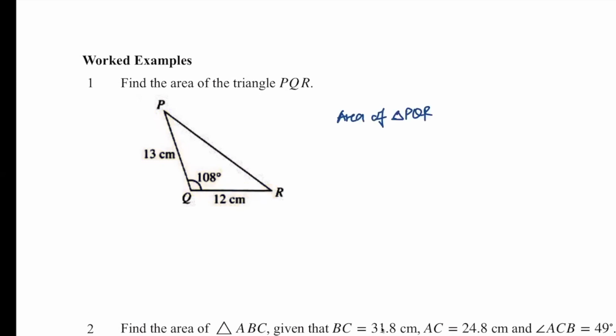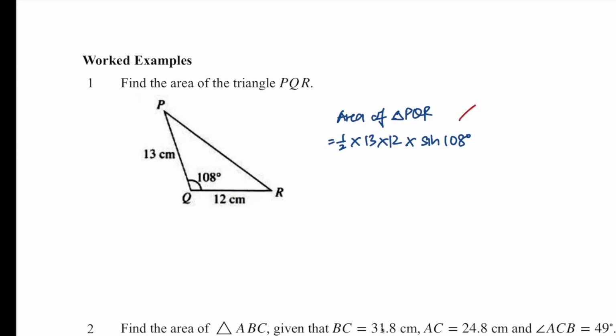So the area of triangle PQR, you sub in the two sides a and b as 13 and 12. It doesn't matter which one is a, which one is b, because you multiply them together: 12 times 13 and 13 times 12 is the same thing. Then you times sine 108.